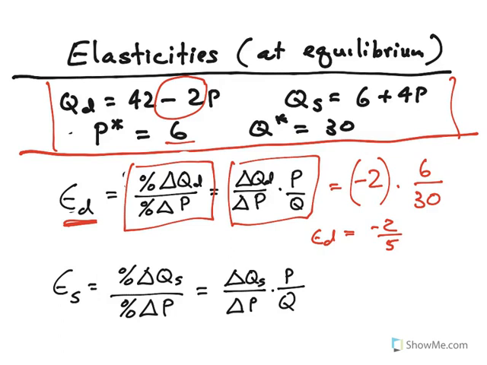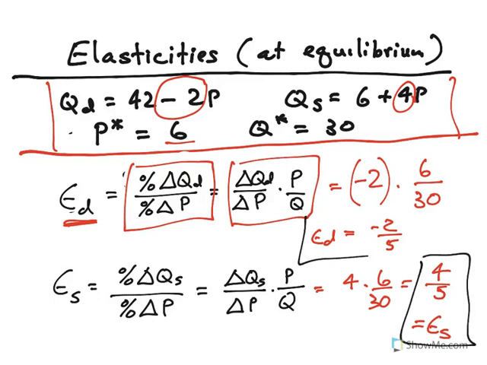If we did exactly the same thing, plugging in the slope of the supply curve, it's going to be 4 times 6 over 30, or 4/5, which is the elasticity of supply at that price and quantity.